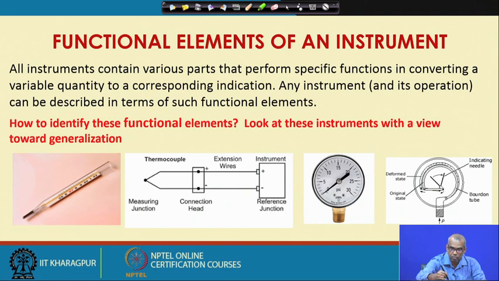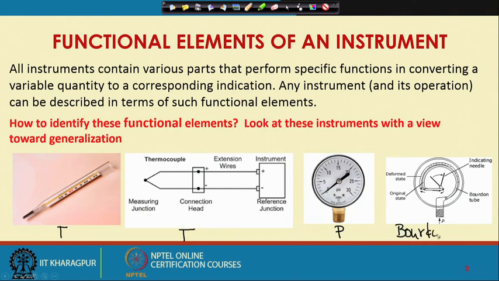Now, let us look at these various instruments. This is an ordinary mercury in glass temperature measuring instrument. This is another temperature measuring instrument, which is the thermocouple, and this is a pressure measuring instrument, and what you see is pointer and scale, and if you take out this dial, what most likely you will see inside is this, which is known as Bourdon tube. So, this basically is inside this, let us say.